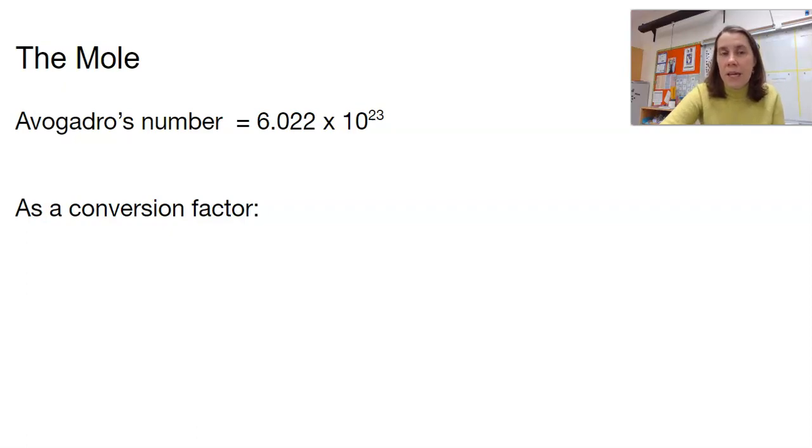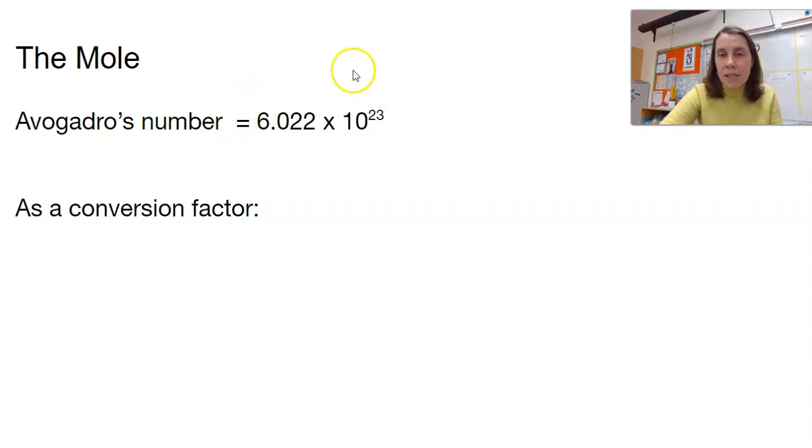A mole is the same, except one mole of things is 6.022 times 10 to the 23rd things. So that's a lot of things if you remember back to our scientific notation. That means that we'd have 6 and then the 0, 2, 2, and then 20 more zeros to make that number. So it's a very big number. And it's named after Avogadro, who was a scientist that did work with gases and figured out that a particular number of gases had a set volume.